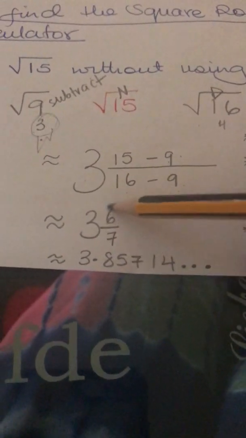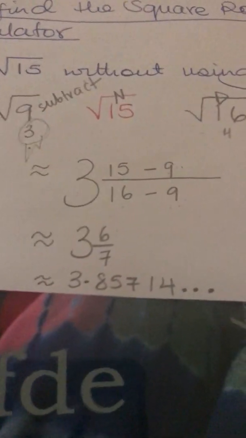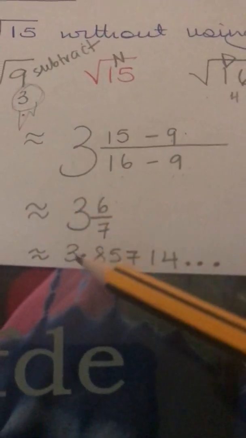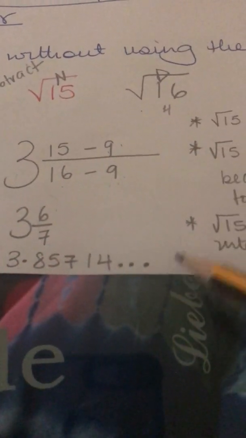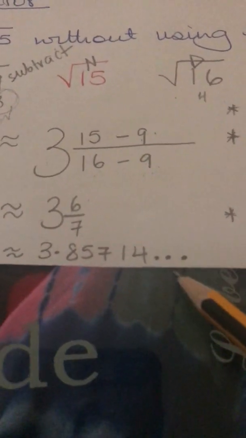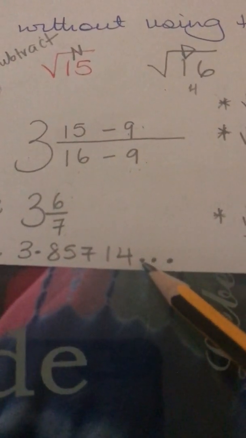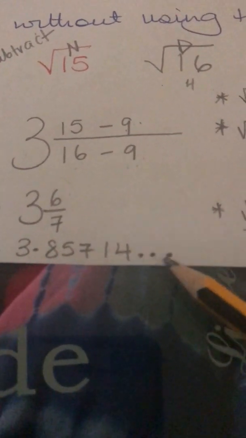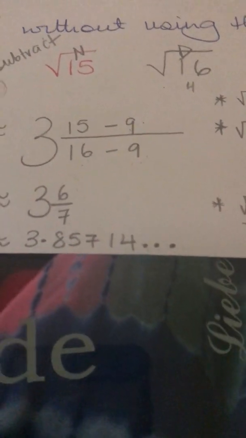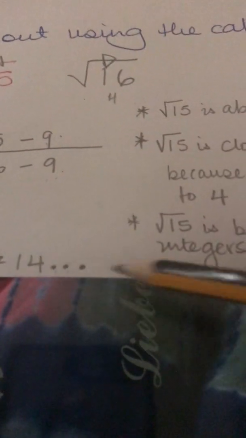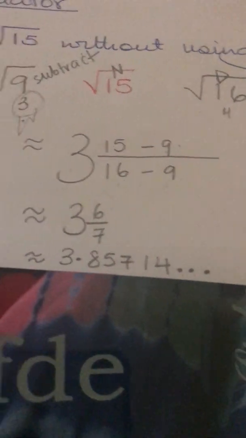You change 6 out of 7 to a decimal. So that becomes 3.85714. And because your decimal will not terminate, you will put the 3, you put ellipses, okay? You put the 3 dots, okay?